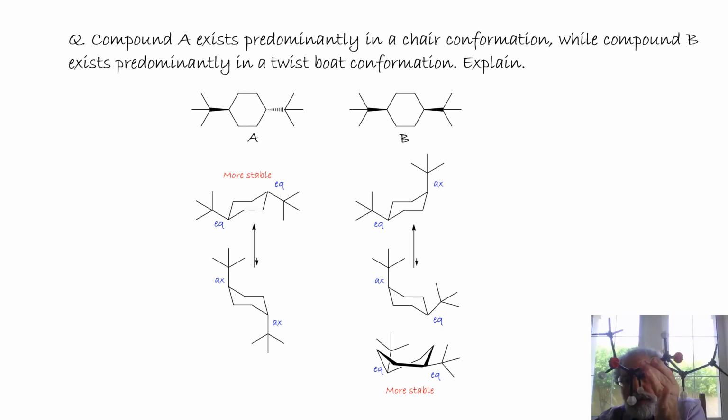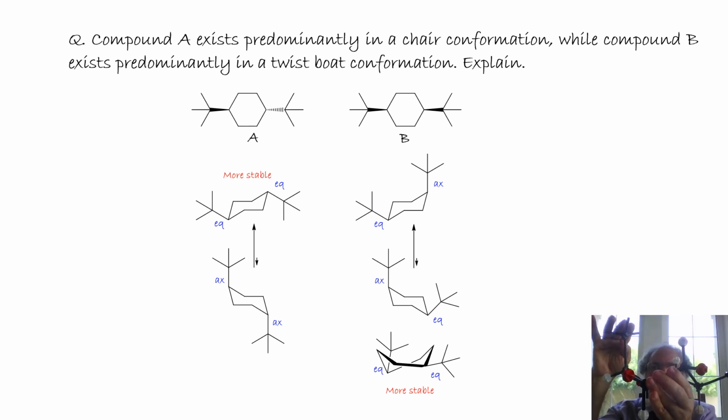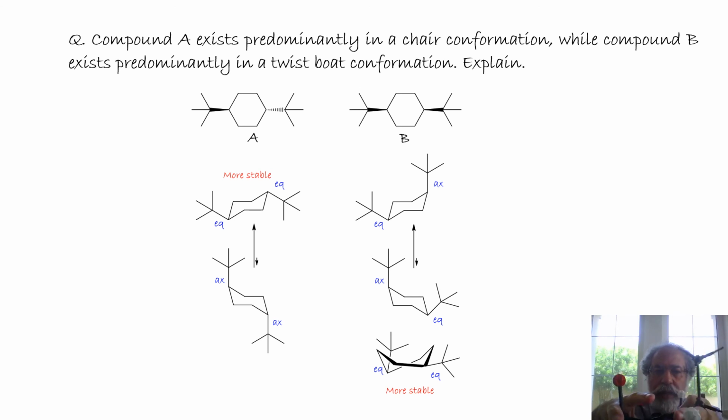For compound B, up will be axial and up will be equatorial. So in this conformer, we have torsion strain, or 1,3-diaxial of tertiary butyl group with these two hydrogens, which is around 22.8 kilocalorie per mole. Okay, so if we flip this conformer to the other chair, again we will have one equatorial and one axial.